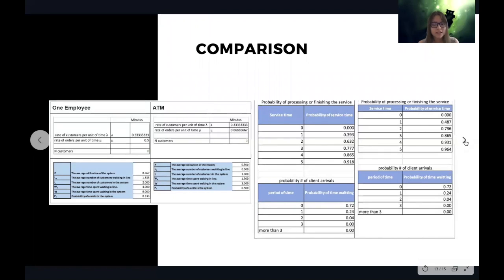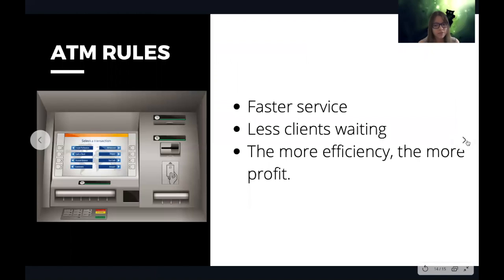As you can see, the values of the average number of customers and average waiting line time with the ATM are lower than the ones with a single employee. This is why we conclude that the ATM rules and it would be the best option. Even though its cost is high, it would prove better in the longer term, since it would grant all of these benefits.